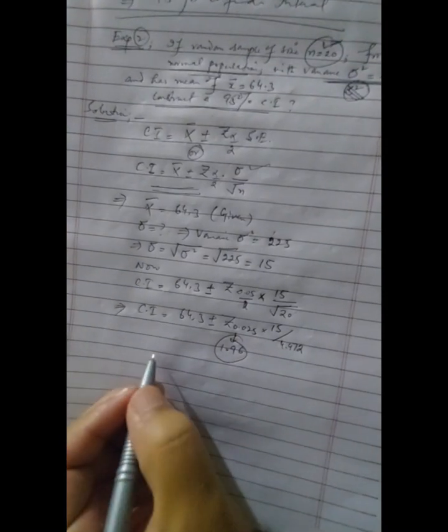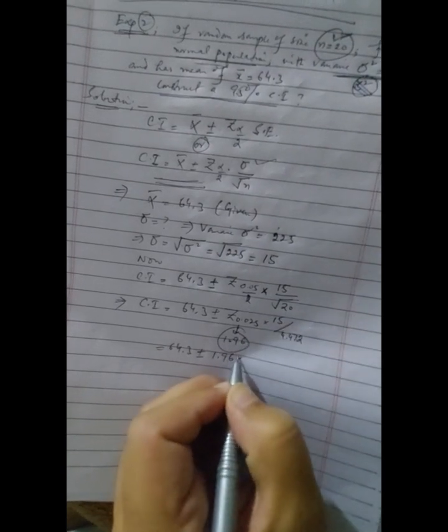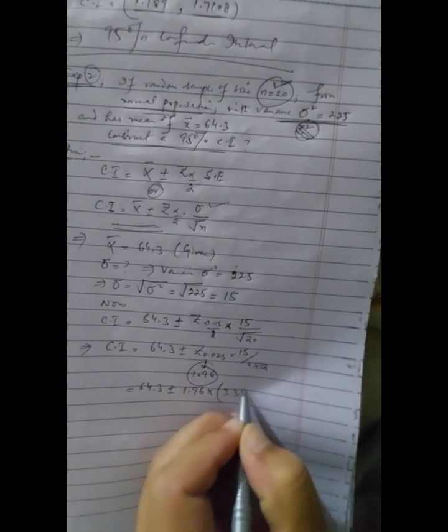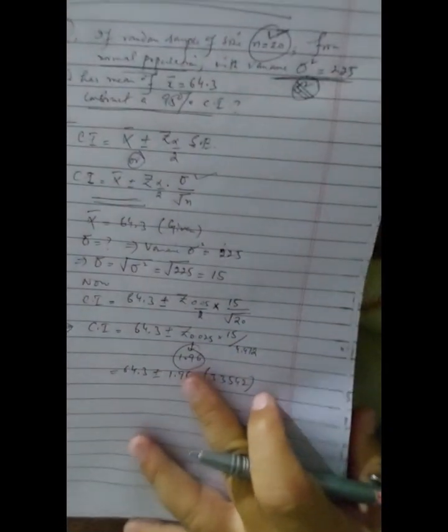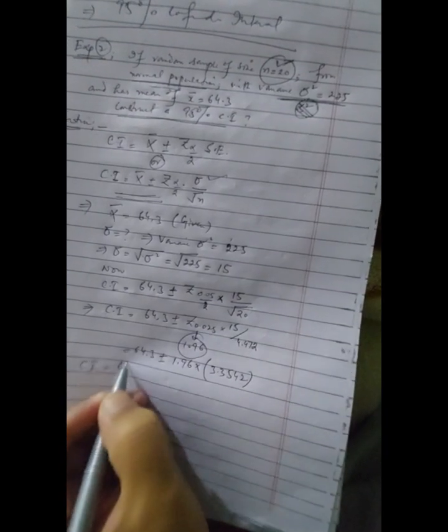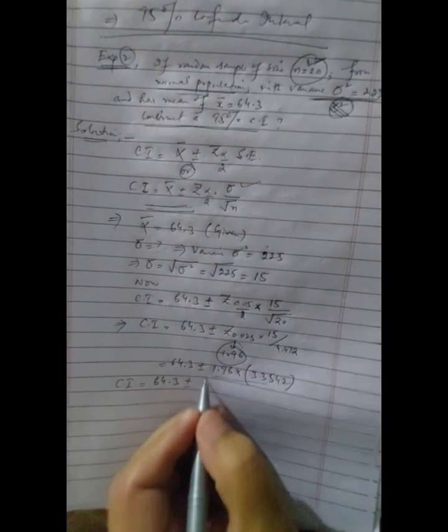So putting these values, we get 64.3 plus minus 1.96 into 15 by 4.472. It will give us 3.3542. Okay, so the confidence interval is equal to 64.3 plus minus, and when this is multiplied it will give us a total value of 6.57.